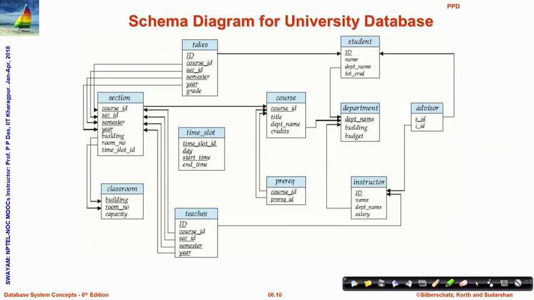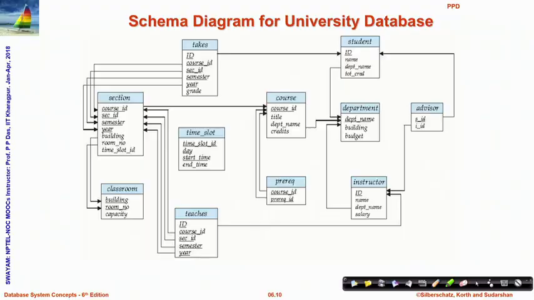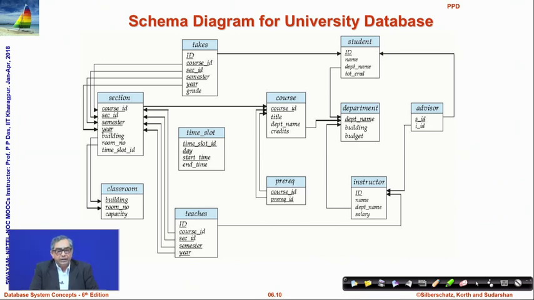Given all these domain types, here is a schema for the university database, which has multiple different relations designed in that, showing the attributes and marking out what are the keys and what are the foreign keys. So, we would take examples of some of these and try to code them in SQL.